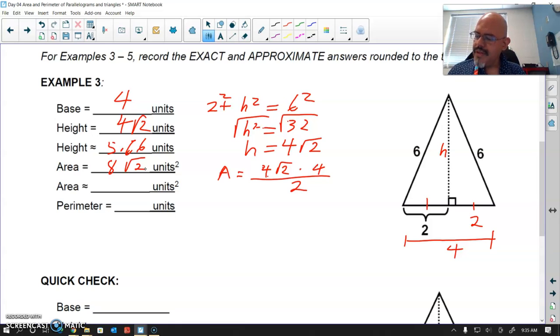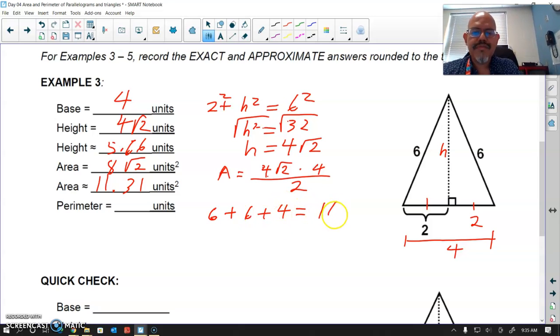So we have 8 square root 2. The approximation is 11.31. And the perimeter is going to be 6 plus 6 plus 4, which is 16. And that's it for that.